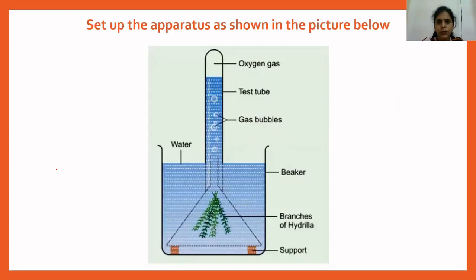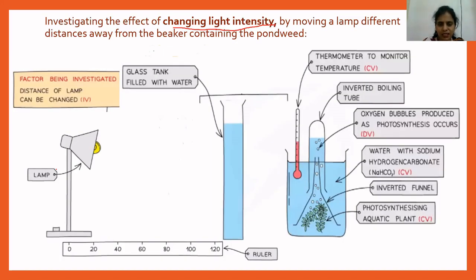Now, in order to perform this experiment, you require a very basic setup. You need a beaker, okay? You need a funnel, then you need any water plant like hydrilla or Canadian pondweed. Then you require a test tube, okay? And this entire experimental setup can be arranged as it's shown here in the picture.